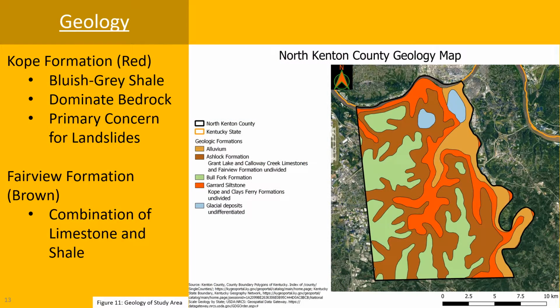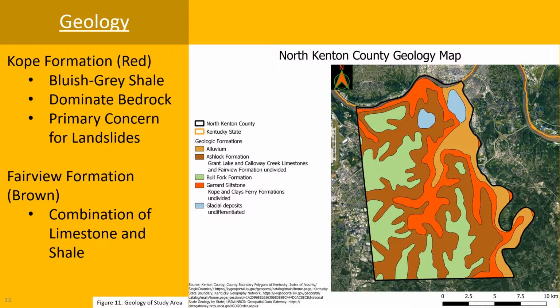Moving on to geology, we can see highlighted in red in Figure 11 the predominant Cope Formation. If you remember from earlier in the presentation, Cope geology was where over half of the landslides have occurred in Kenton County. In brown is the Fairview Formation, which is a combination of limestone and shale. The Fairview Formation is another area prone to landslides, but not as high as the Cope Formation. The highest elevations are where the Bull Fork Formation is highlighted in green.